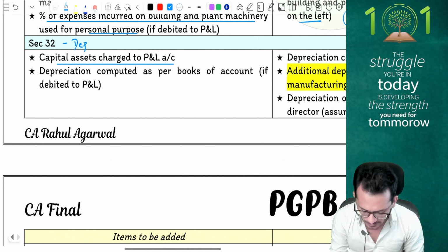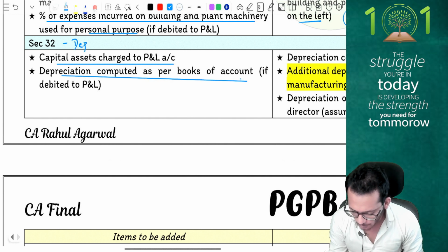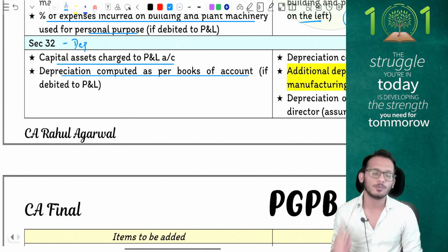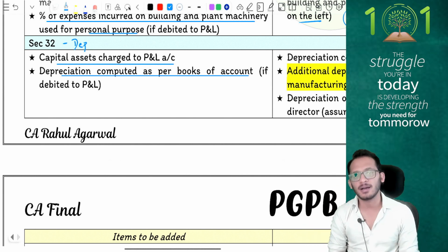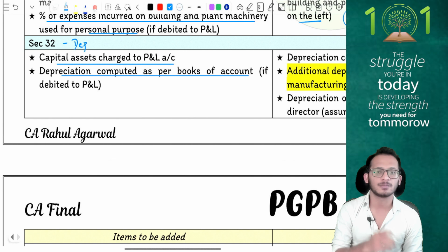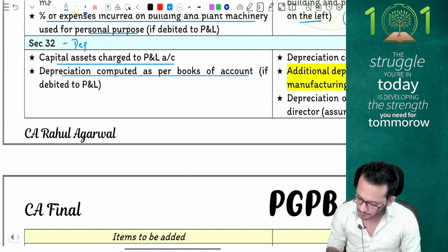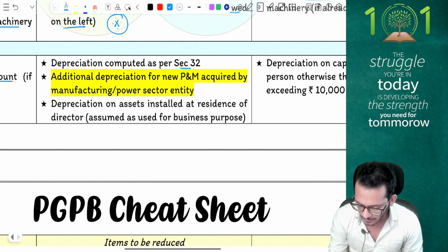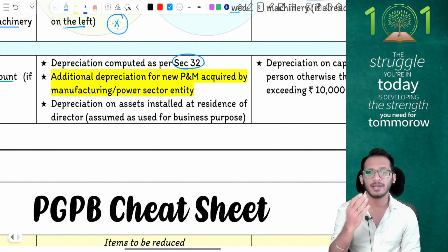Next, also disallow any kind of depreciation which is showing in books of accounts, people, because you're going to be computing depreciation as per section 32. You cannot be claiming depreciation as per your accounts. So therefore, whatever accounting depreciation is showing will get disallowed and you'll claim depreciation as per section 32. On the right side, people, the first item which you can claim as a deduction is any item of depreciation as per section 32.